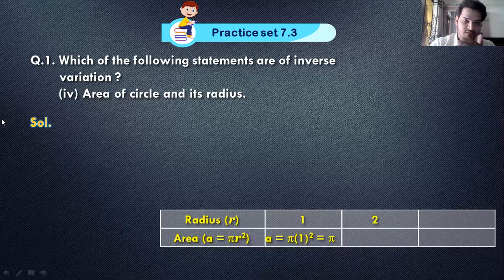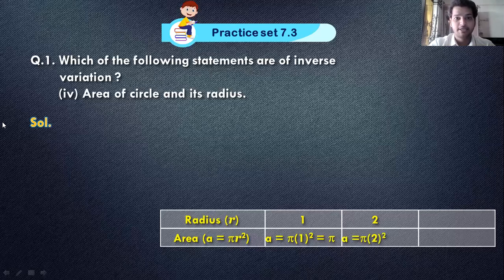If the radius is 2, then the area will be pi into 2 square. What is 2 ka square? Correct. It is 4. So we can write it as 4 pi. So when the radius is 2, the area is 4 pi. And when the radius is 3, then area will be pi into 3 square. What is 3 square? 9 pi.